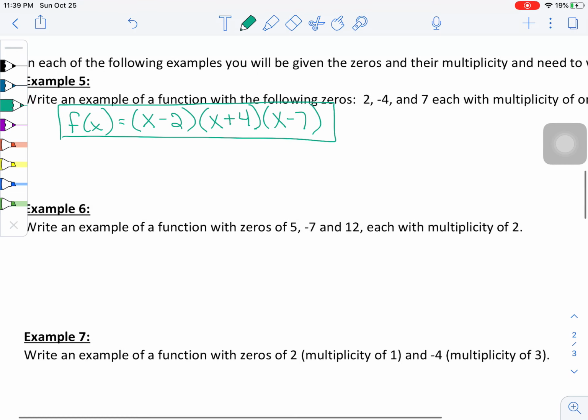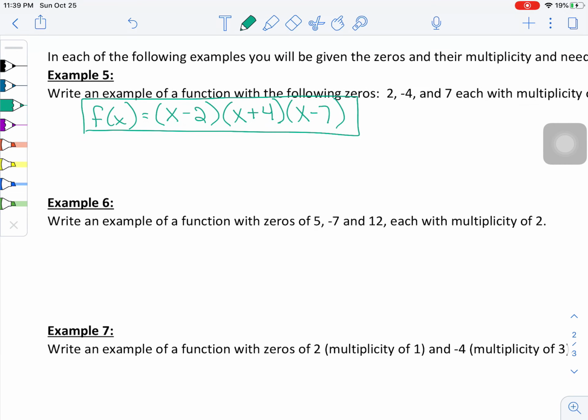There is nothing in this problem that says you need to multiply it out, so don't do it. It's extra work that you don't need to do.